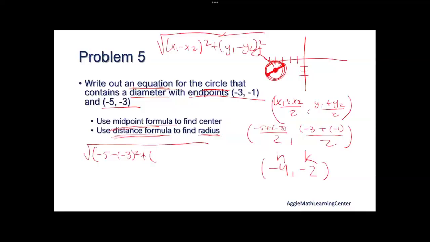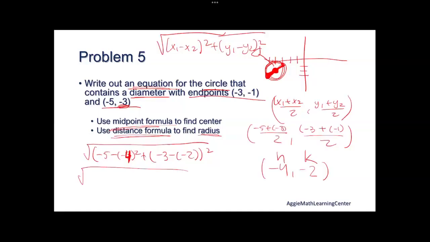I'm going to use the center points instead, because that will give us the radius directly. So I'm going to have -5 minus -4. Then I'm going to take -3 here minus -2. Okay, because we have this point now. We know this point is a radius length away from this point. So if we find the distance between those 2 points, we find the radius, right? Between the center and one of the diameter endpoints.